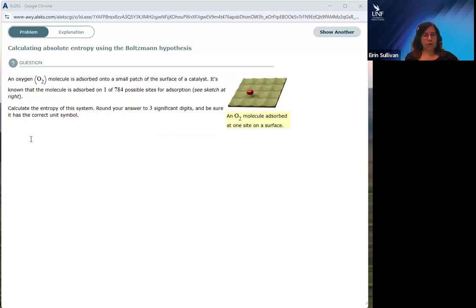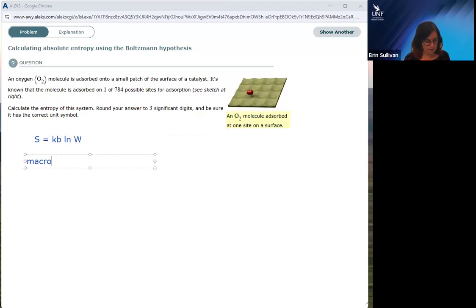Calculating absolute entropy using the Boltzmann hypothesis. Well, first of all, what is the Boltzmann hypothesis? It states that the absolute entropy, S, is equal to the Boltzmann constant, Kb, times the natural log of W. And W is the number of microstates. So I guess we should discuss how to work out how many microstates a system has.